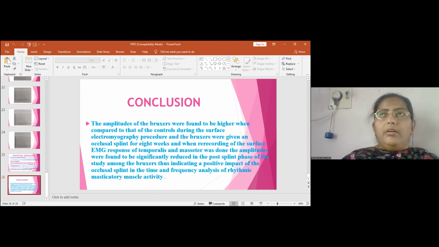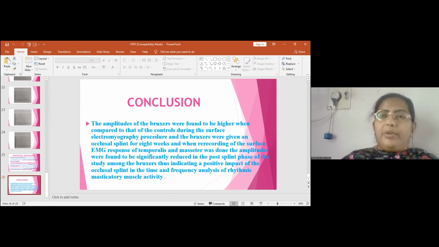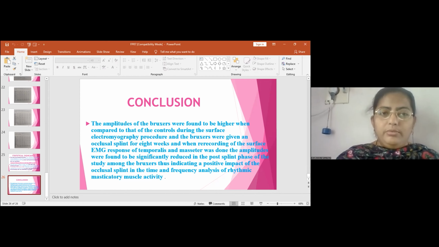So, conclusion. By this study, we can use our occlusal splint in dentistry, and also have the patient come again for the surface electromyography response to find out that the hyperactivity of the muscles, masseter and temporalis, is controlled. We can also save the patient from hazardous effects on the enamel and dentin of the teeth. I thank one and all for this wonderful opportunity to share my views on my research project. Thank you.